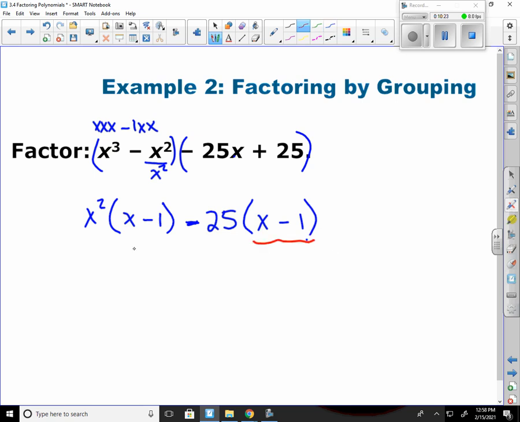Now you'll notice that these two things are the same, which means that I can technically factor it out or just rewrite it. X minus 1 times, and then the parts that are not inside the parentheses: x squared minus 25.